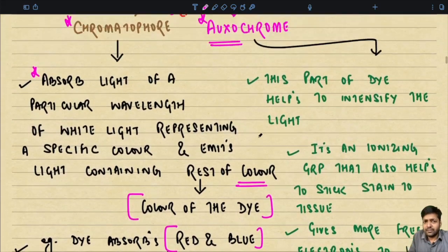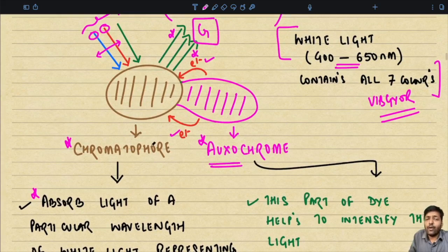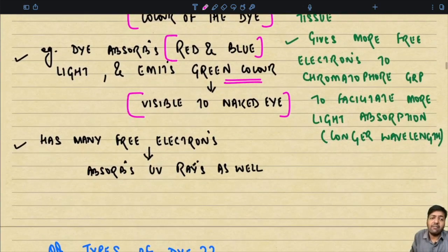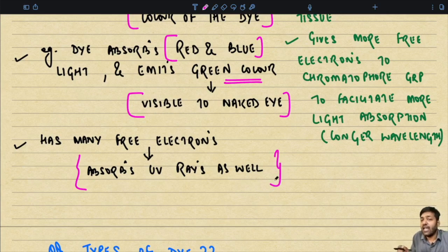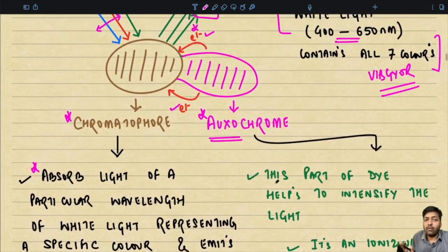Remember, a particular chromophore has multiple electrons which help in absorbing light of a particular wavelength, and not only that, these many free electrons also help in absorption of UV rays, which are outside the visible spectrum of the eyes. So this is all about the chromophore.